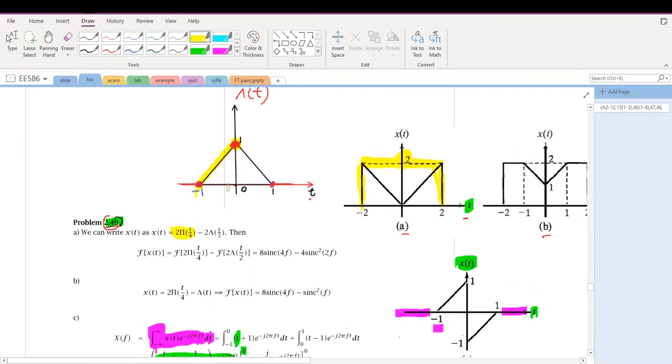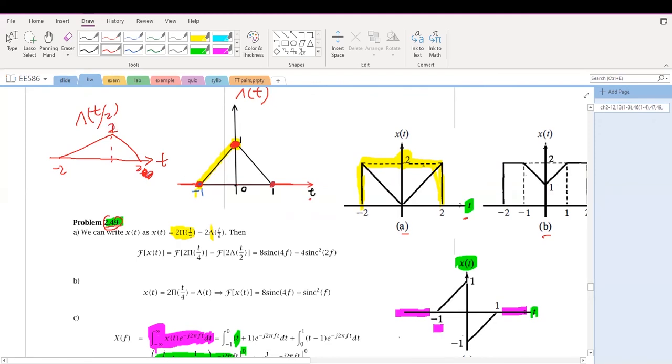What if I obtain lambda of t divided by 2? Excuse me, that will be from -2 to 2. This is 1, right? So this will be t here. It will be lambda of t divided by 2. What if I multiply by 2? So here that will be 2 here.